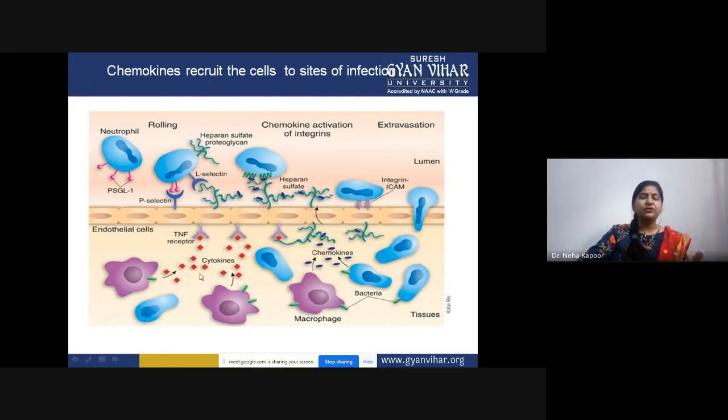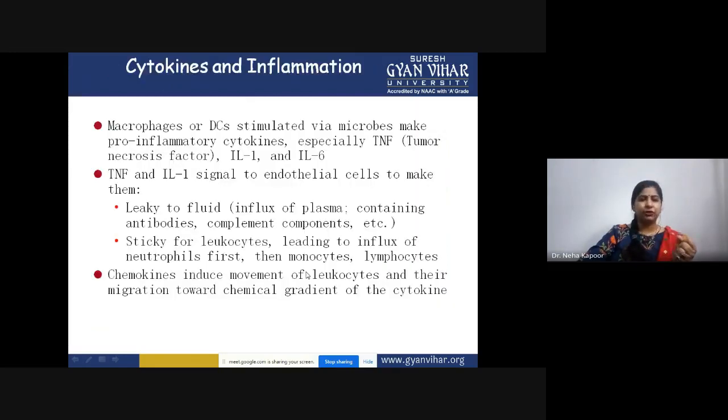There are many other cytokines that are produced by macrophages, and all of these cells try to cater to the infection in a very coordinated fashion. However, consider the cytokines that play a very important role in inflammation. For example, many macrophages and dendritic cells get stimulated by some microbial attack. At that time, they first of all start producing pro-inflammatory cytokines.